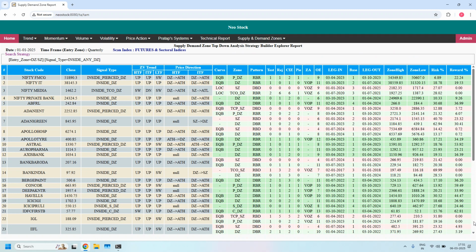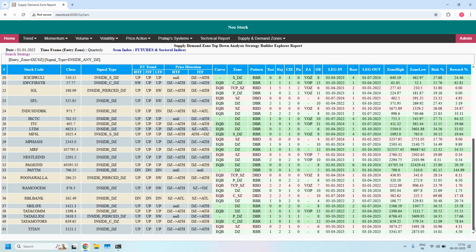First 23 stocks in the list. I'm scrolling the list down. So total 41 stocks are filtered. We can further filter this list by setting the EMA Confluence parameter for quarterly demand zone, having quarterly EMA Confluence.